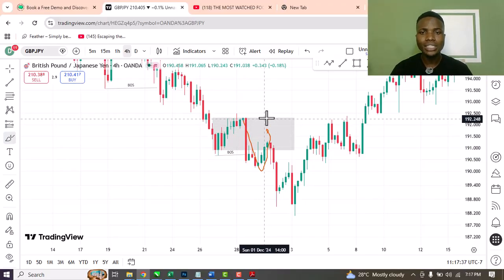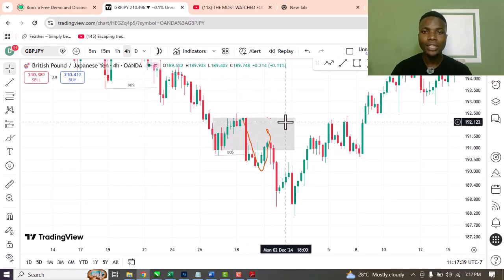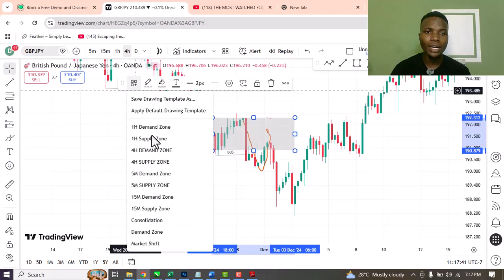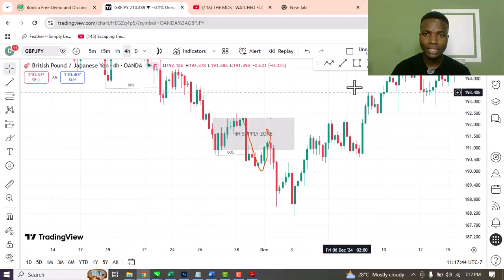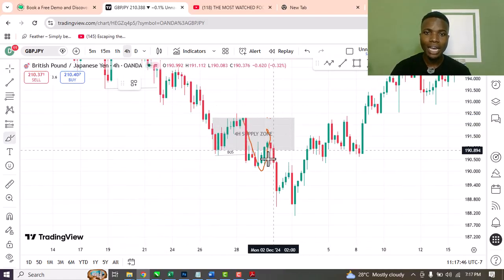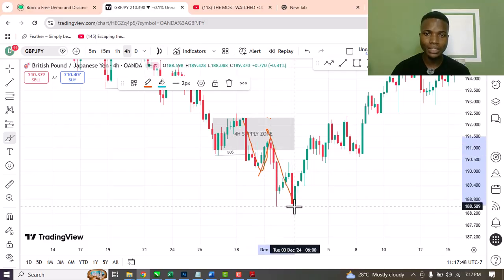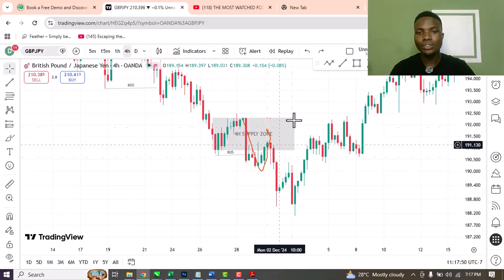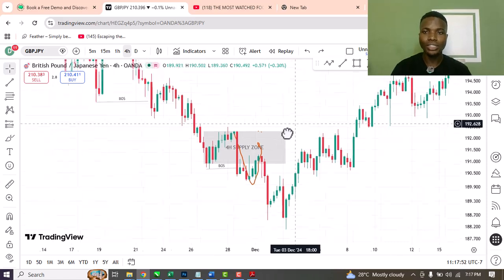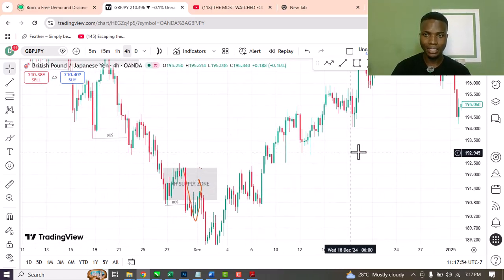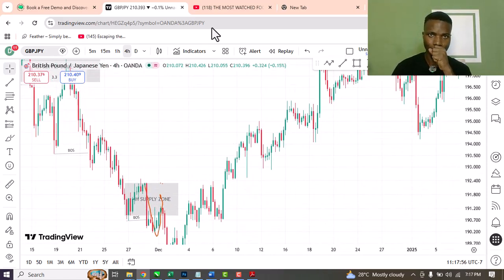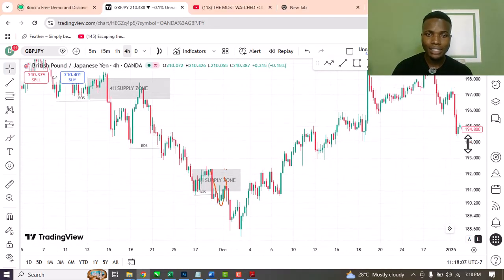Okay, because this is our new 4-hour supply zone. Can you see that? Then after price retest, it moves to the downside again. All right, so this is just how price reflects. Okay, so this is how price simply reflects.